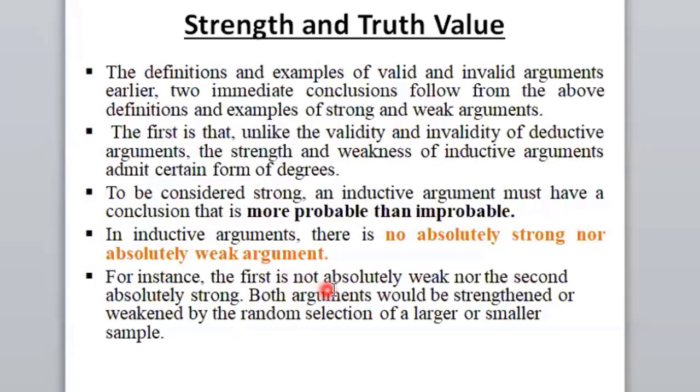For instance, if it is not absolutely weak nor absolutely strong, both arguments will be strengthened or weakened by the random selection of the larger or the smaller sample. We have seen these cases.